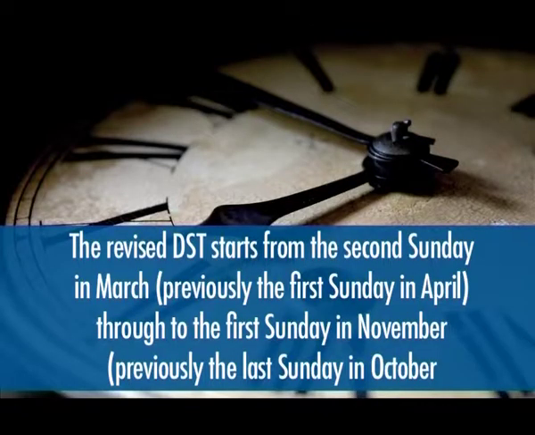It is difficult to predict what will happen with daylight saving time in the future. The daylight saving date in many countries may change from time to time due to special events or conditions. The United States, Canada, and some other countries extended DST in 2007. The new start date is the second Sunday in March, previously the first Sunday in April, through to the first Sunday in November, previously the last Sunday in October.